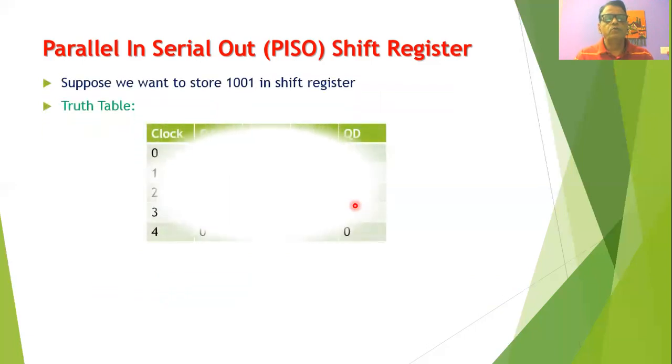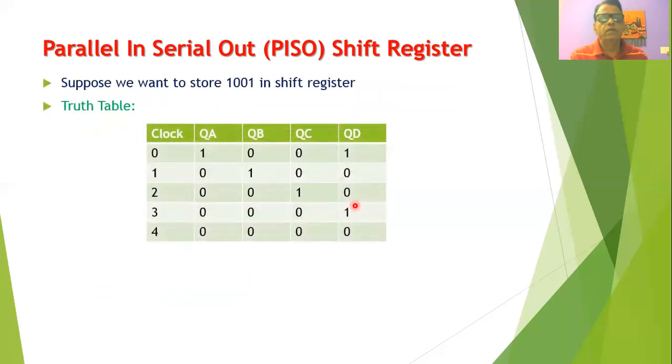Now, suppose we want to store the data 1001 into this shift register. Therefore, whenever we apply to the inputs 1001 and whenever we make the preset enable activated, then this data 1001 will get stored into the shift register. Now, once this data is stored, then in order to read the data, we need to apply the 4 clock pulses so that the data will be read at the output QD in the sequence 1001.